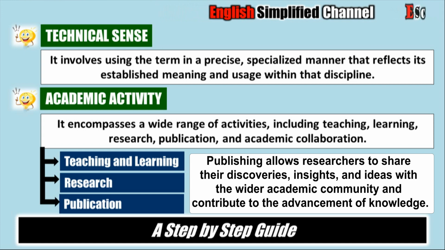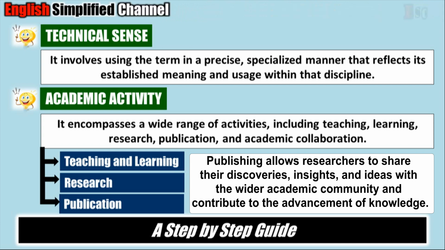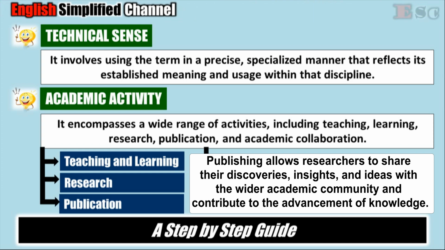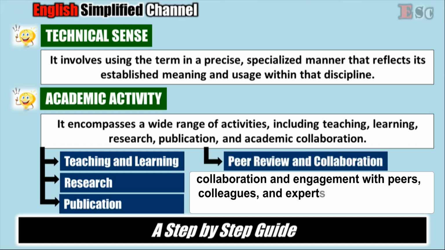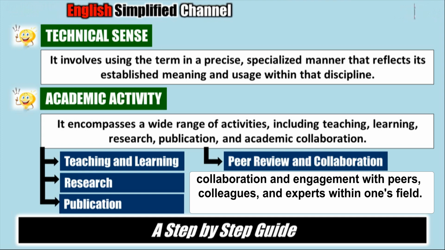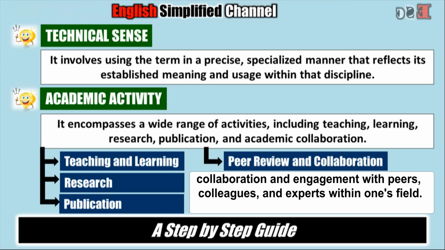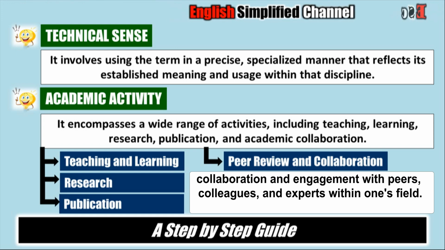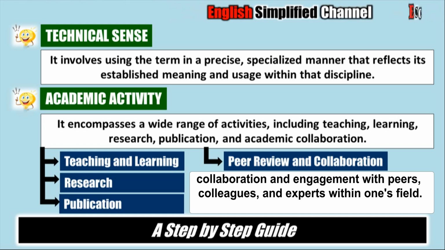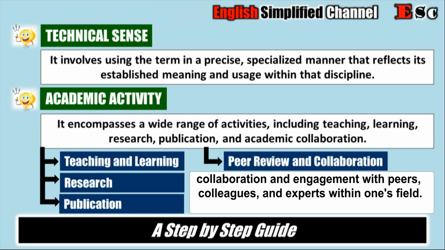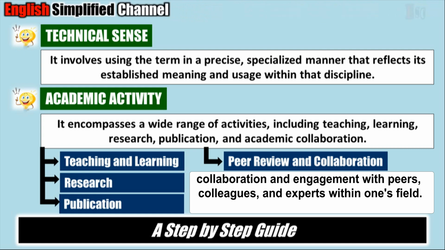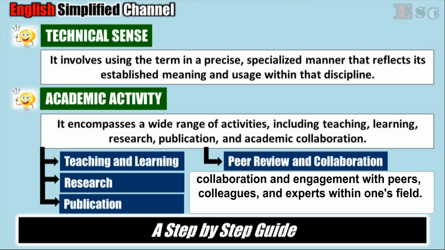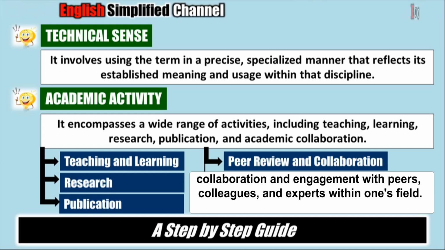Publishing allows researchers to share their discoveries, insights, and ideas with the wider academic community and contribute to the advancement of knowledge. Peer review and collaboration. Academic activity often entails collaboration and engagement with peers, colleagues, and experts within one's field. This may involve peer review of research manuscripts, collaborative research projects, interdisciplinary collaborations, and participation in academic conferences, workshops, and seminars.